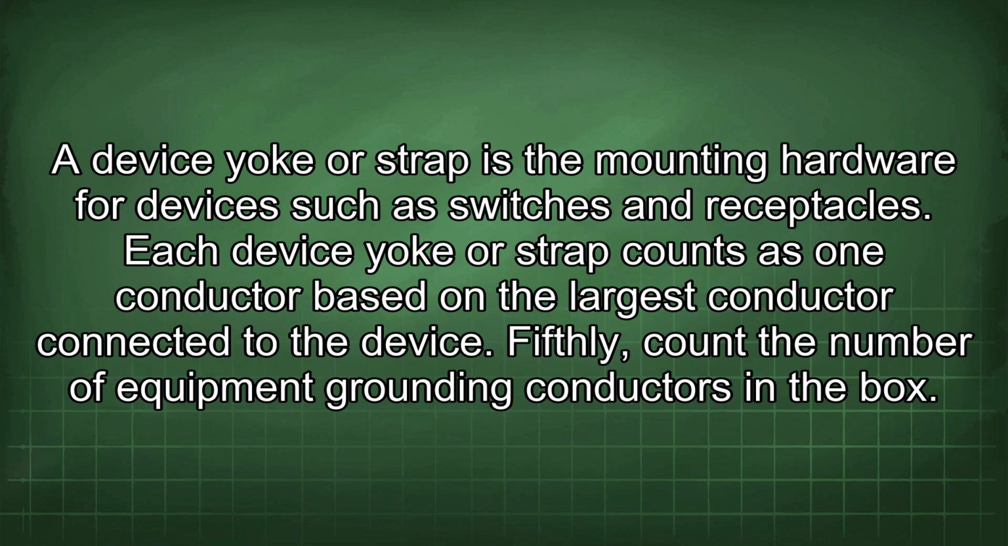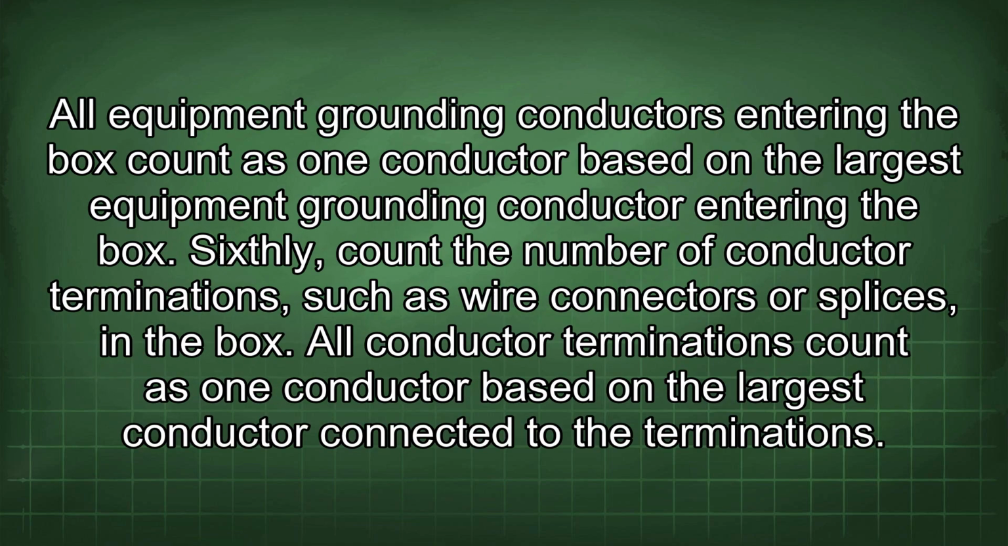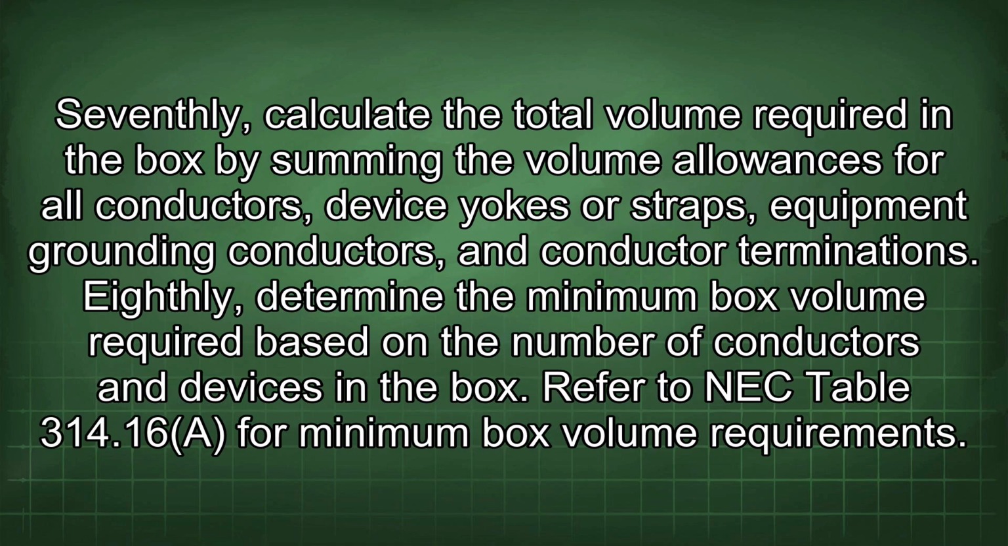Fifthly, count the number of equipment grounding conductors in the box. All equipment grounding conductors entering the box count as one conductor based on the largest equipment grounding conductor entering the box. Sixthly, count the number of conductor terminations, such as wire connectors or splices, in the box. All conductor terminations count as one conductor based on the largest conductor connected to the terminations. Seventhly, calculate the total volume required in the box by summing the volume allowances for all conductors, device yokes or straps, equipment grounding conductors, and conductor terminations.